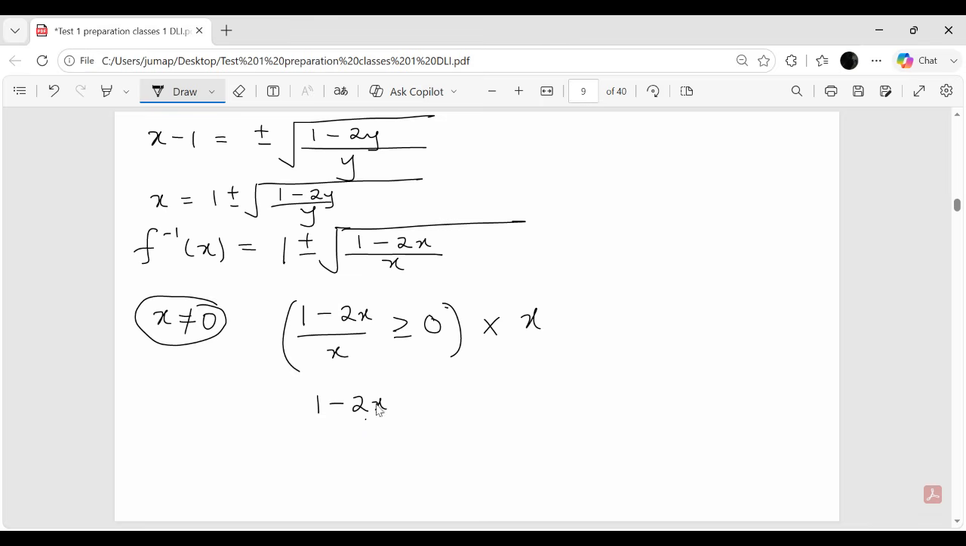So it's going to be 1 minus 2x must be what? Must be greater or equal to what? To 0. So when that is the case, I'll take my 1 to this side. It's going to be negative 2x, must be greater or equal to negative 1.